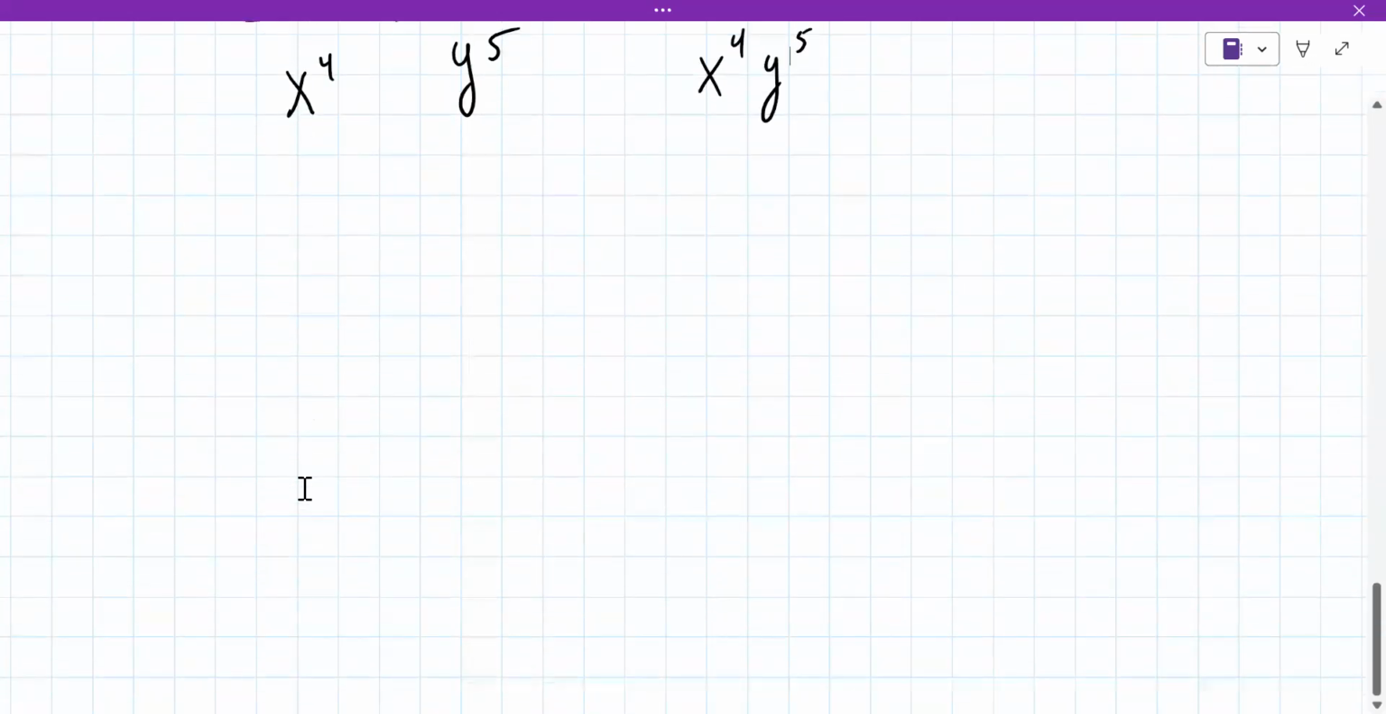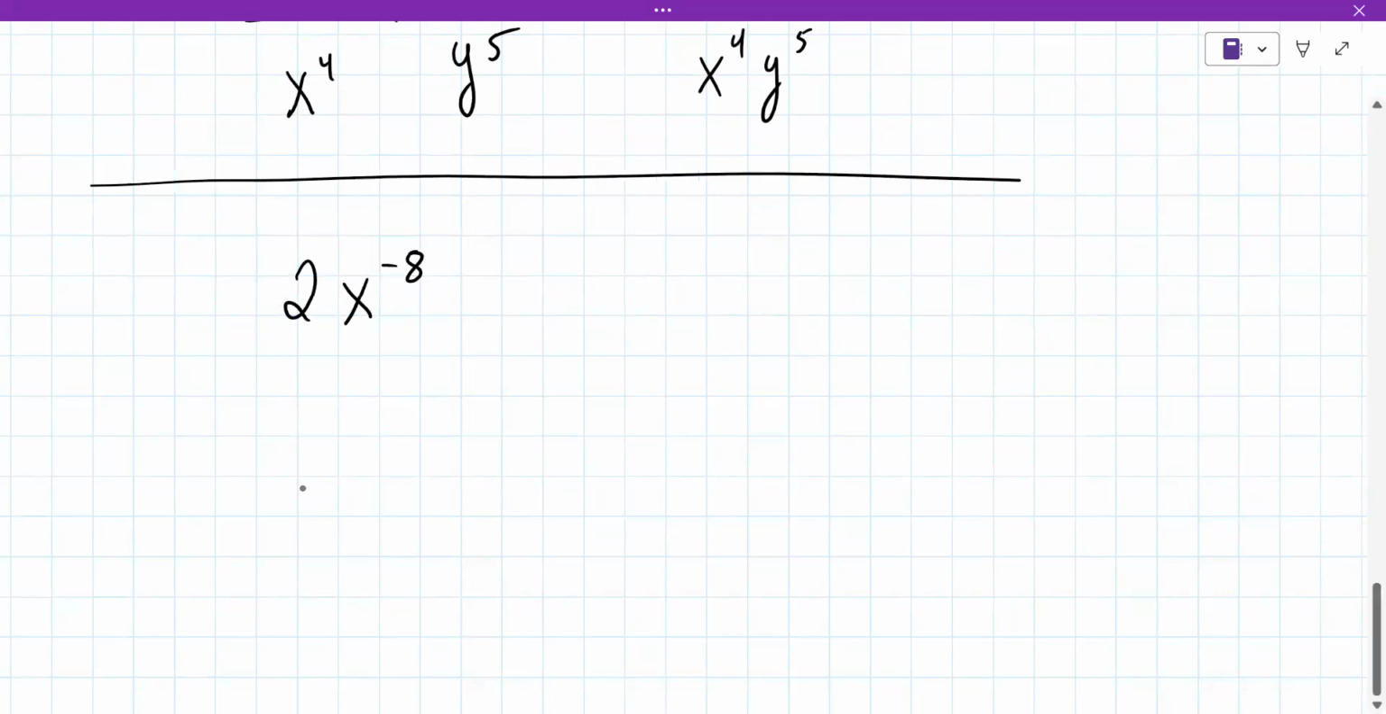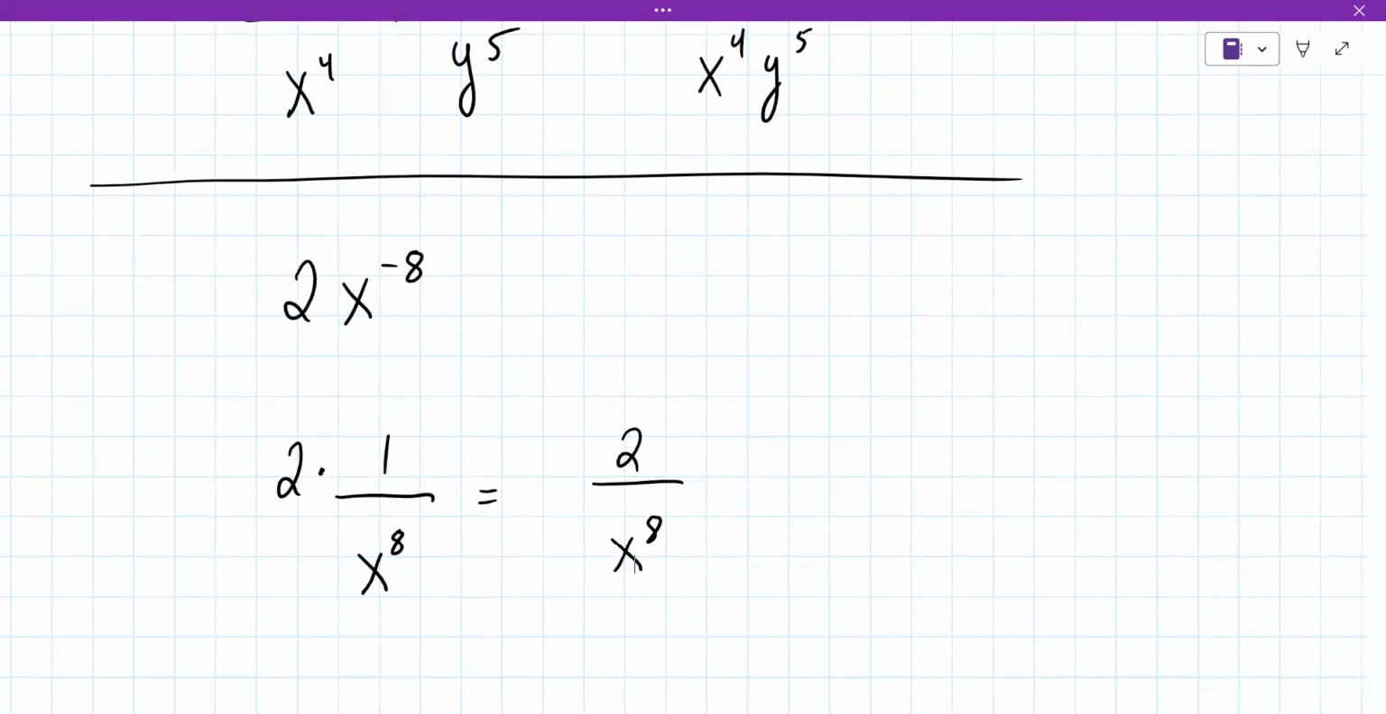Here's another example, something you might see. Let's say it's 2x to the minus 8. So this is really 2 times 1 over x to the 8th, which becomes 2 over x to the 8th like this. Okay. So I think we have enough to do 26 next. I think there's enough understanding of that.